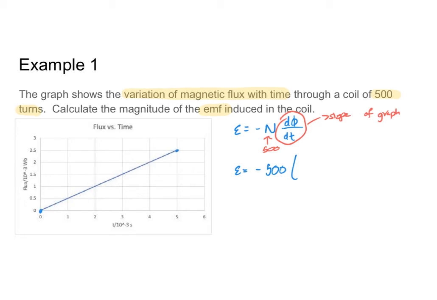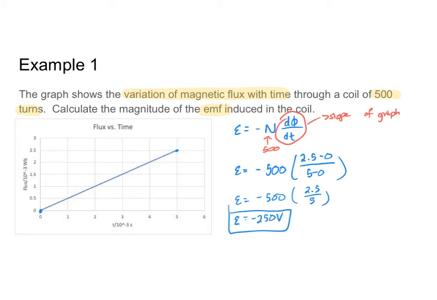So we are going to do our rise over our run. So 2.5 minus 0 over 5 minus 0. Or EMF is equal to negative 500 times 2.5 over 5. Or my EMF is equal to negative 250 volts. And there we go.